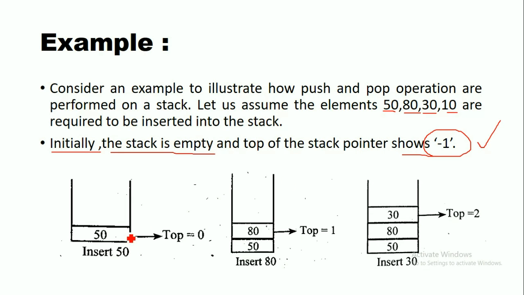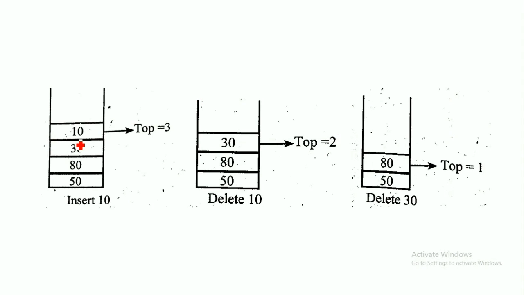When the element 50 is inserted, the top value is incremented from -1 to 0. Now the top of the stack is 0, and after that the element 80 is inserted, then the top of the stack is incremented by 1. Next 30 is inserted, and the top of the stack is now 2. Next the element 10 is inserted, and the top of the stack is 3. When the element 10 is deleted, the top of the stack is decremented by 1, and now the top is 2. Next when the element 30 is deleted, the top of the stack is decremented by 1, and now the top of the stack is 1.